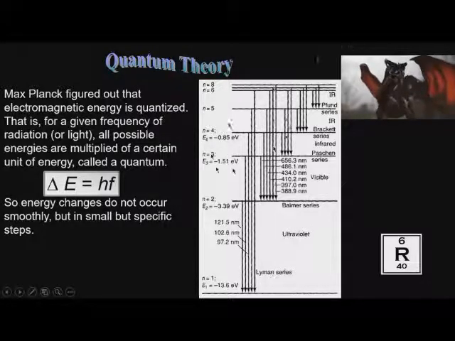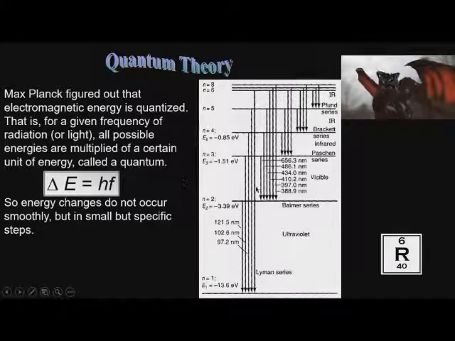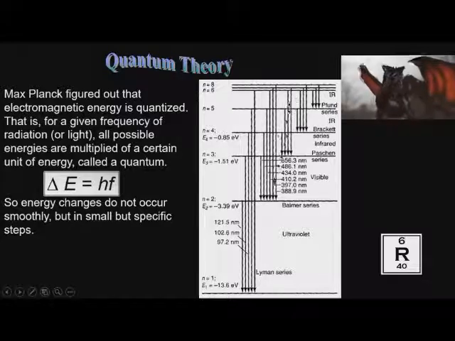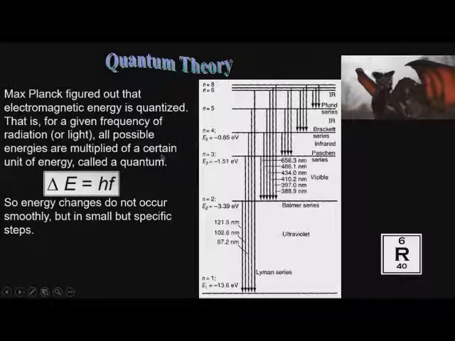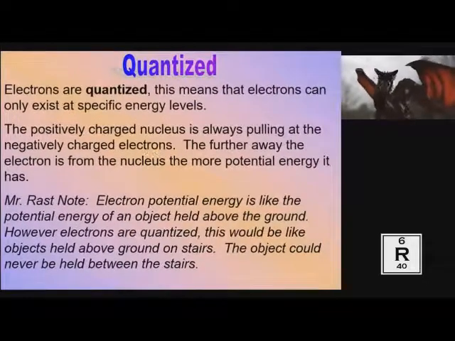And we're going to do a really cool lab with this coming up. So remember the quantum theory when we talk about the colors that are released from excited electrons. That'll be coming up. Okay, so just to review, what does quantized mean?